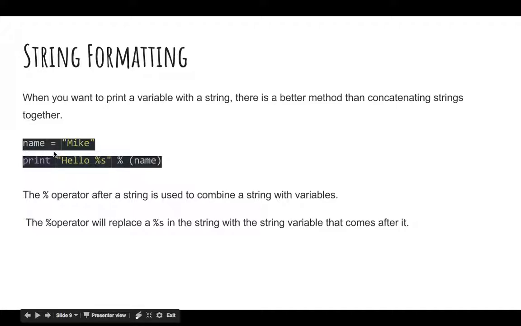So if I have the variable name with this value, I can print hello Mike using the variable. But for this, we use the operator mod after the string. And this operator will replace the mod s that is inside the string. So it's like it's telling the computer, from here, add the string, and it comes here, it adds what's inside the parentheses.